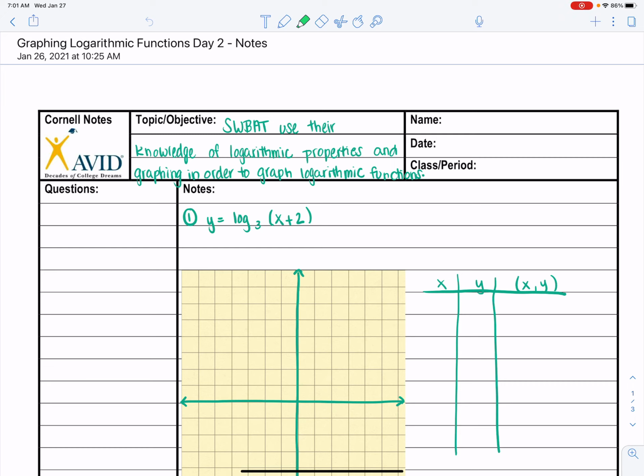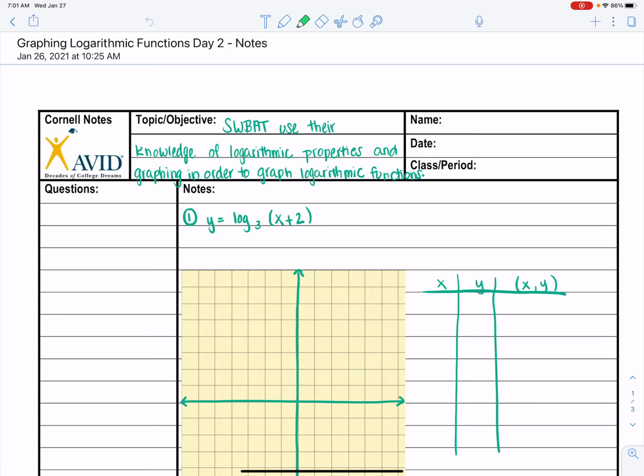The student will be able to use their knowledge of logarithmic properties in graphing in order to graph logarithmic functions. So you know properties of logs, you know how to solve the equations, you know how to go back and forth. And yesterday we talked about graphing. We're going to put those things together and we're going to graph some different types of equations.